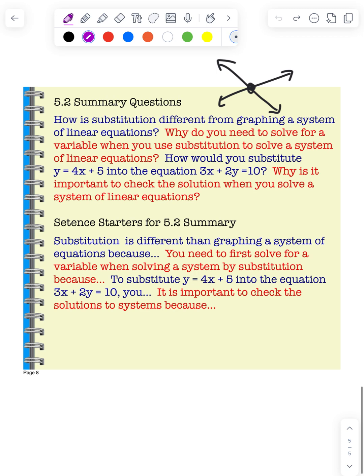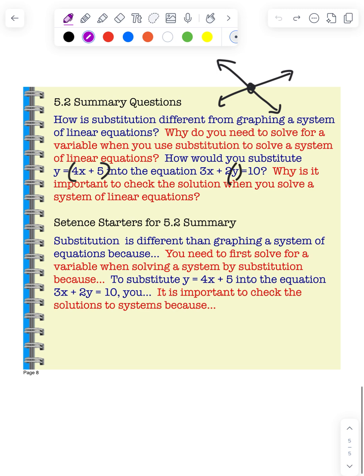Well, that's the strategy. You solve for one variable so that you can plug it in and solve for the other one. Kind of hard to solve for two of them at once if you don't know what one of them is. So the reason we substitute is so that we can solve for just one variable. How would you substitute y equals 4x plus 5 into the equation 3x plus 2y equals 10? Well, this one is already set up where y equals 4x plus 5. So I would take that 4x plus 5 and I would substitute it for y.